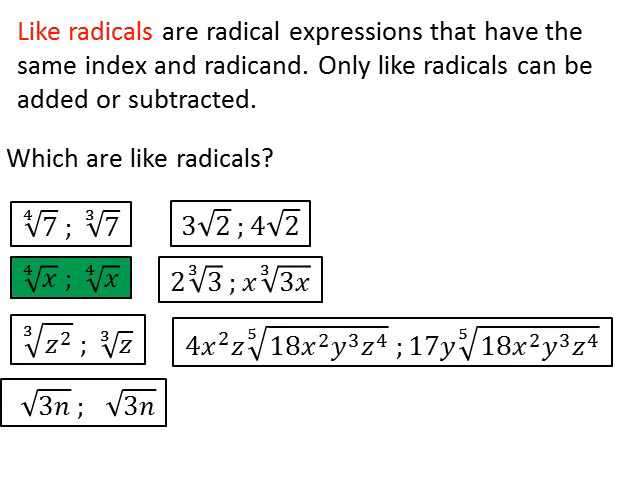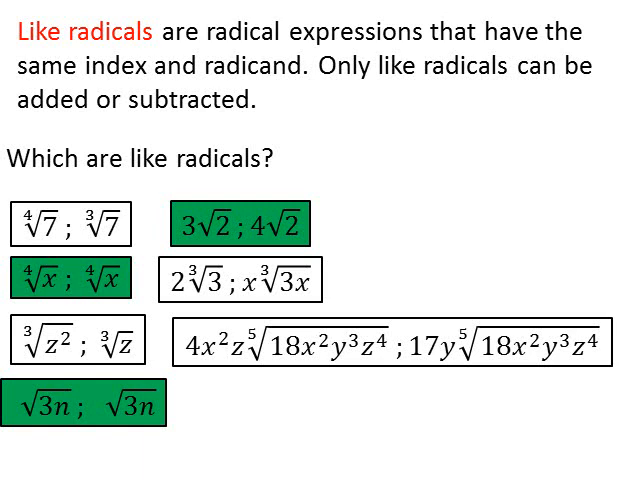The square root of 3n and the square root of 3n are like radicals. You can have variables underneath, that's fine, but they have the same variable. Next we have 3 root 2 and 4 root 2. Those are like radicals. The 3 and the 4 are different, but those are coefficients. They're not indices. So they're allowed to be different and still have like radicals. 2 cube root 3 and x cube root 3x are not the same because one has 3x underneath, one has 3.